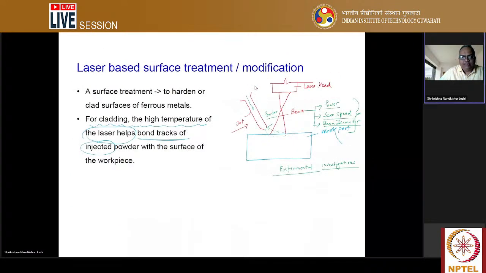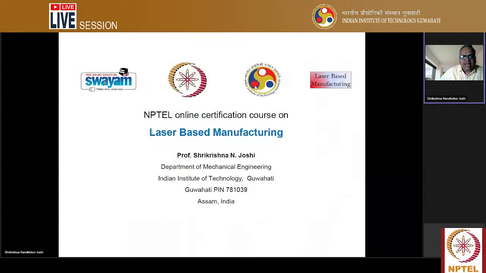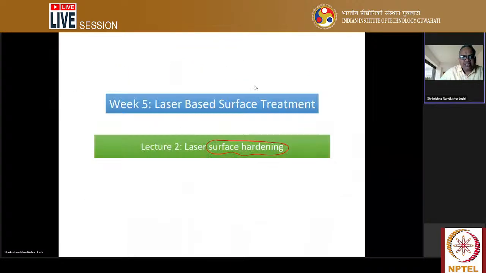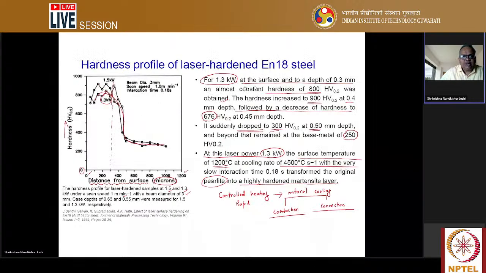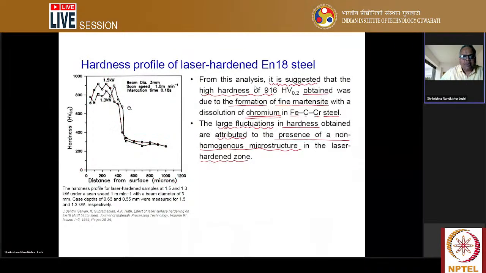So this is the modification being done. And then we started discussing the hardening process, laser surface hardening. How can we have controlled laser heating, and how is this controlled laser heating enhancing the properties of a very important material, that is EN18 steel. One case study we have seen in detail to understand the process of the hardening operation.